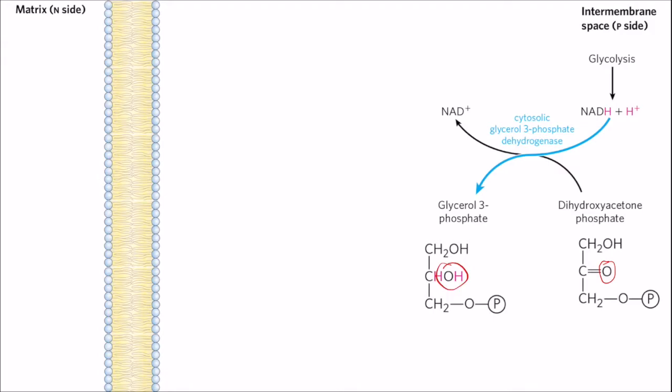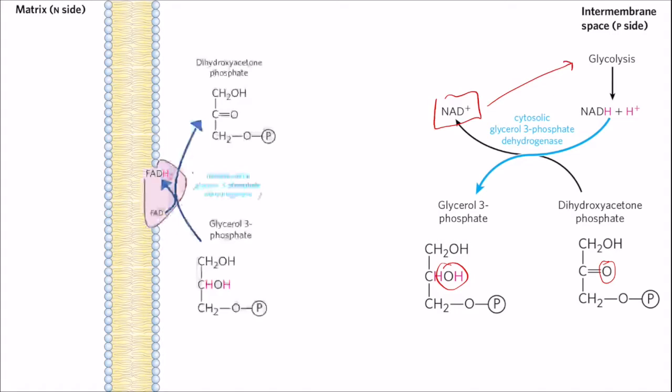This reaction is catalyzed by the cytosolic glycerol 3-phosphate dehydrogenase. The product being NAD+, which can actually go back to glycolysis and form more NADH. So in the second step, we find the mitochondrial glycerol 3-phosphate dehydrogenase. This enzyme is an isozyme of the previous glycerol 3-phosphate dehydrogenase. However, it is membrane bound. An isozyme is an enzyme with a set of different amino acids that catalyze the same reaction.